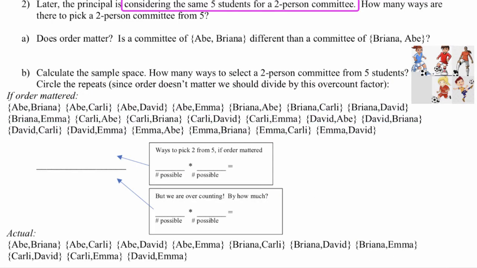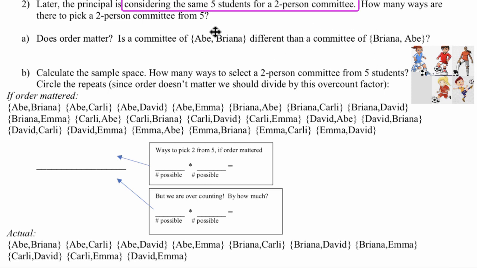All right, now let's talk about how combinations are different. To illustrate, let's have a very similar situation. Let's say the principal is considering the same 5 students, Abe, Brianna, Carly, David, Emma, A, B, C, D, E. From these 5, I'm going to select 2 students for a 2-person committee. How many different 2-person committees are there to select from 5? Again, here we think, does order matter? Is a committee of Abe, Brianna different than a committee of Brianna, Abe? Since they didn't make any distinction like you're the president and you're the vice president, there's just a committee. So AB is the same as BA.